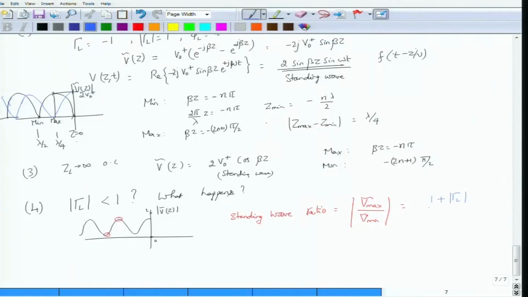And therefore, the ratio of these two, which is the voltage standing wave ratio, is given by (1 plus mod gamma L) by (1 minus mod gamma L). This is denoted by the symbol S, and is given by 1 plus mod gamma L by 1 minus mod gamma L. In terms of S, one can invert this relationship and say gamma L is equal to (S minus 1) by (S plus 1).